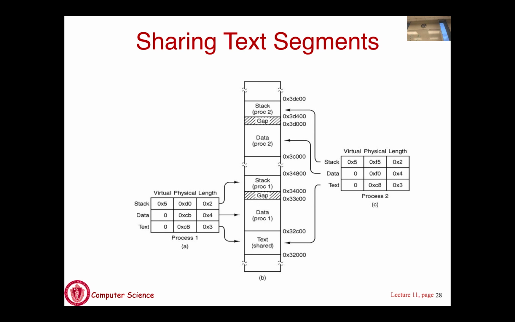So, you could ask, why do I need to share a text segment across two processes? When will this actually happen?